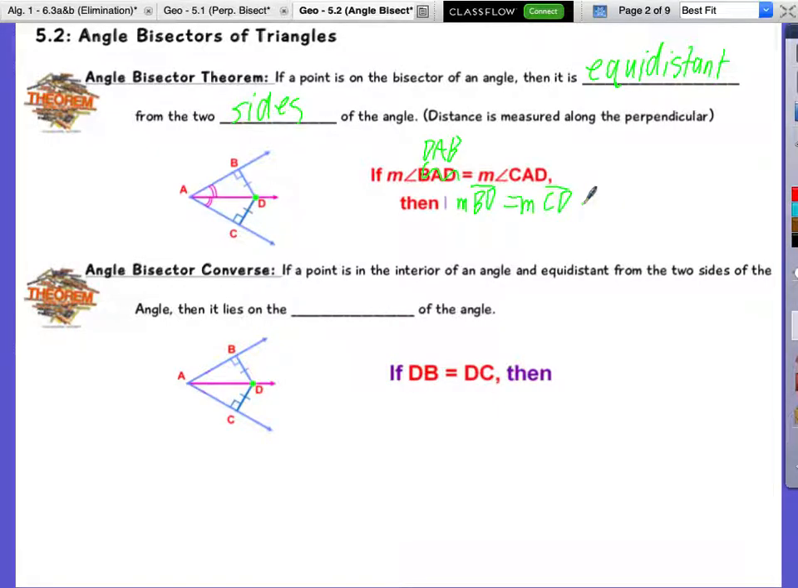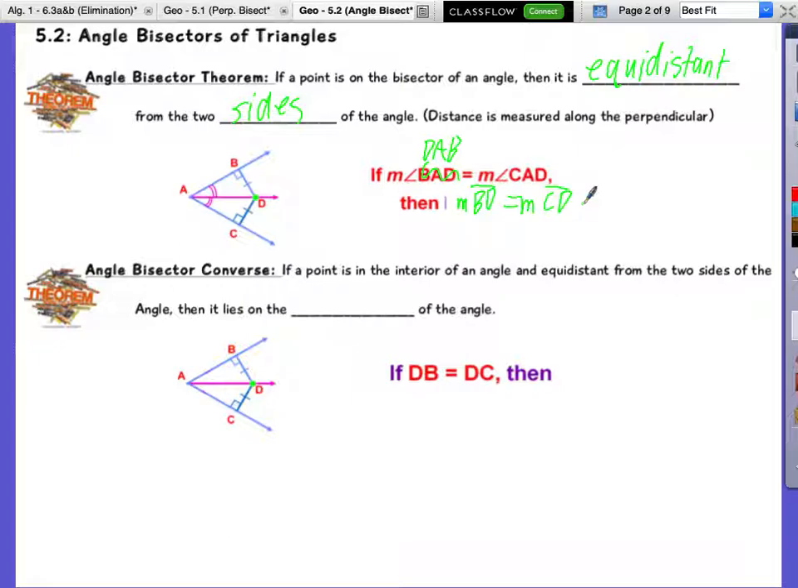So if this point D is on the angle bisector, which it is if angle DAB and angle CAD are equal in measure, the angles are congruent, so that it's bisected by ray AD. So D is on that, so it's going to be equidistant from the sides of the angle. The sides of the angle are ray AB and ray AC.